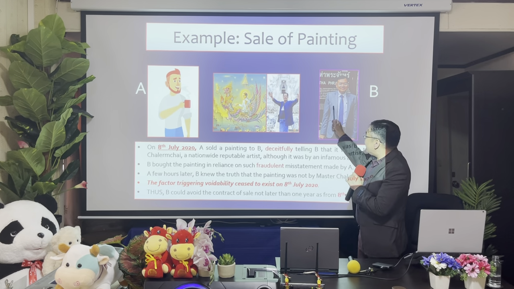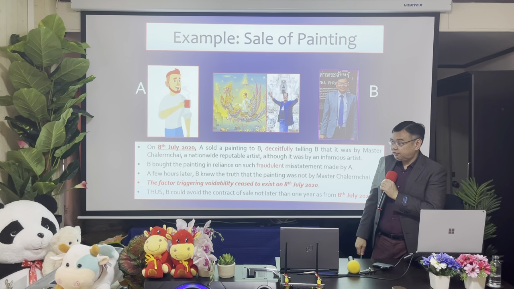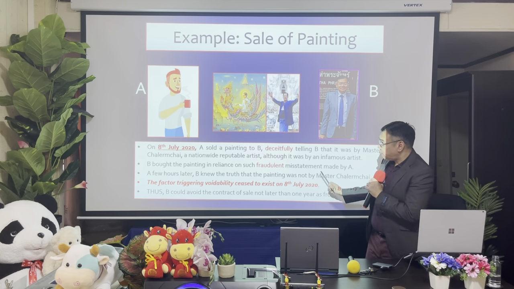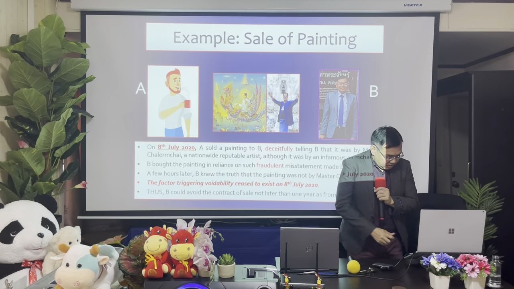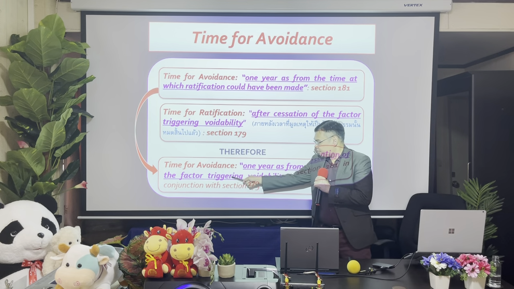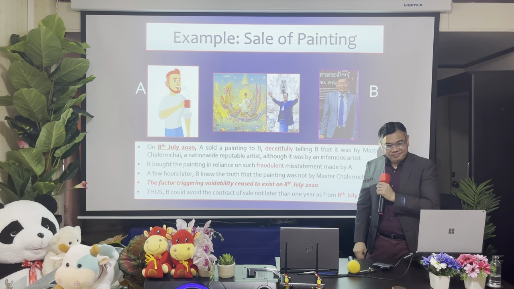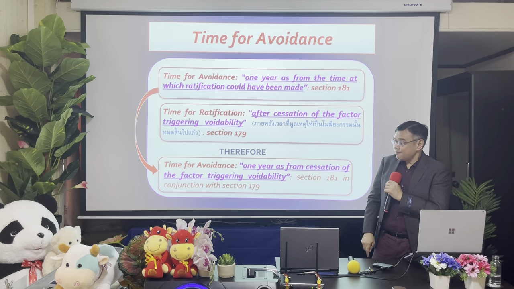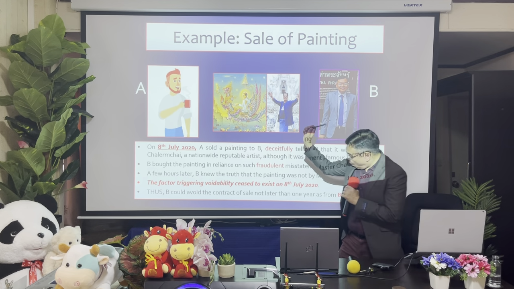Okay, so when B knew the truth, let's suppose that after the conclusion of the contract, B knew the truth on the 8th of July 2020. Given that the factor which triggers voidability in this case is a fraud or the deceitful statement, the fraud in this case just ceased to exist on the 8th of July 2020 because B knew the truth on the same date.